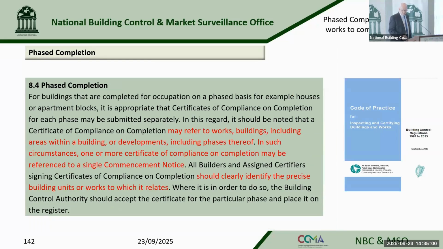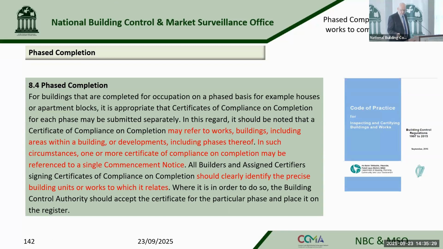And then the phase completions, just note that may refer to works, buildings, including areas within a building, or developments, including phases thereof. In such circumstances, one or more certificates of compliance may be referenced in one single commencement notice. We'll get onto that, especially with dwellings. All builders and assigned certifiers signing certificates of compliance on completion should clearly identify the precise building units and the works to which it relates.